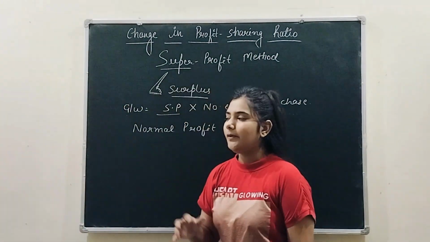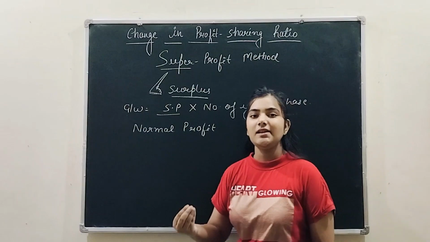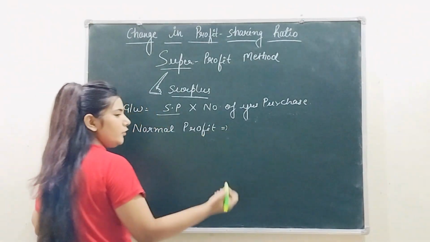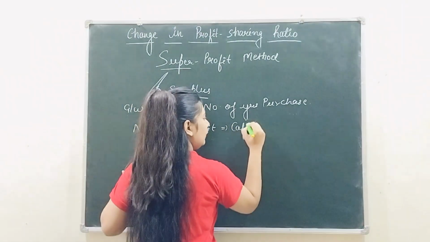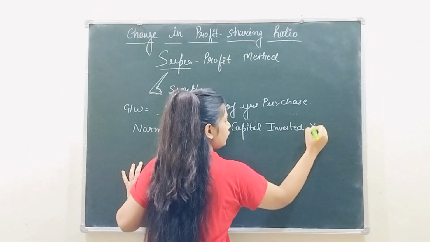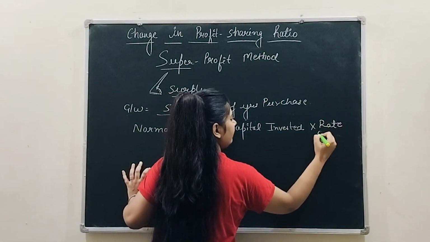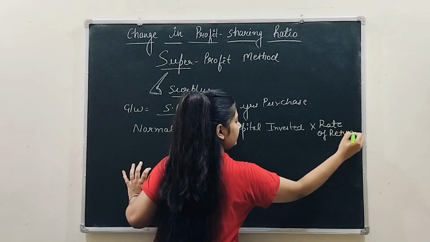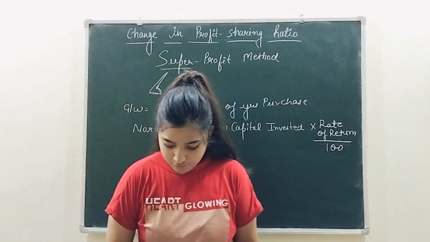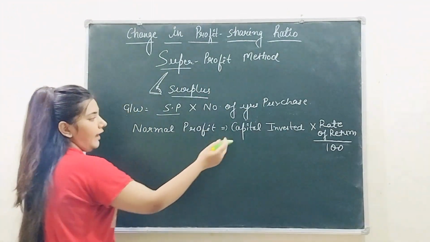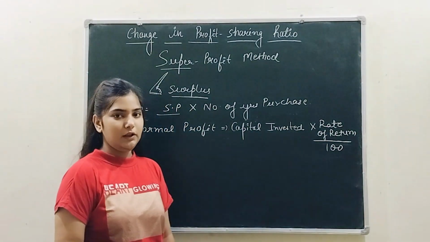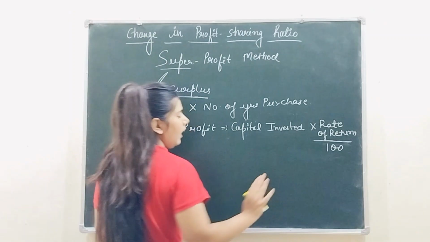Write the formula in your copy as I am writing here and try to understand the ingredients of this formula. First of all, normal profit. The formula for normal profit is capital invested into rate of return divided by 100. So this is the basic formula of your normal profit. Capital invested is the amount that you have invested as capital, your rate of return will be given in the question, and simply you have to divide it by 100.